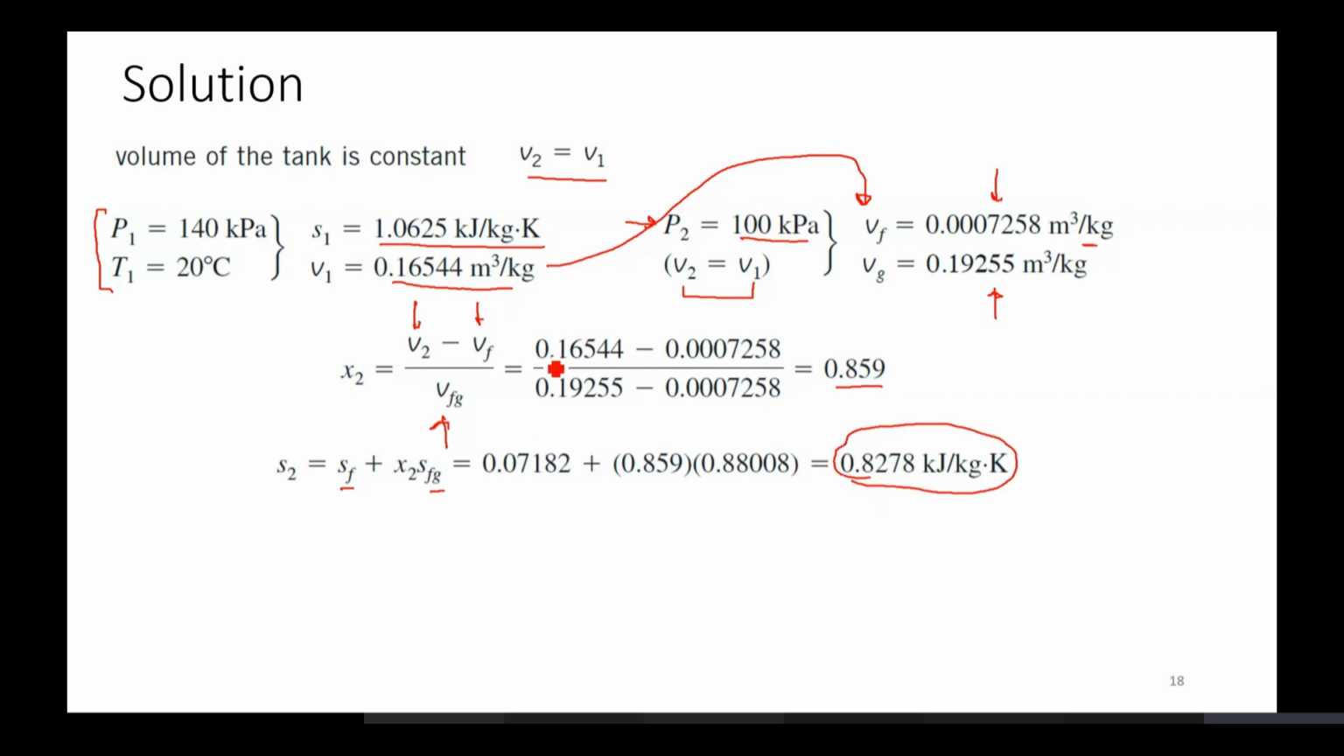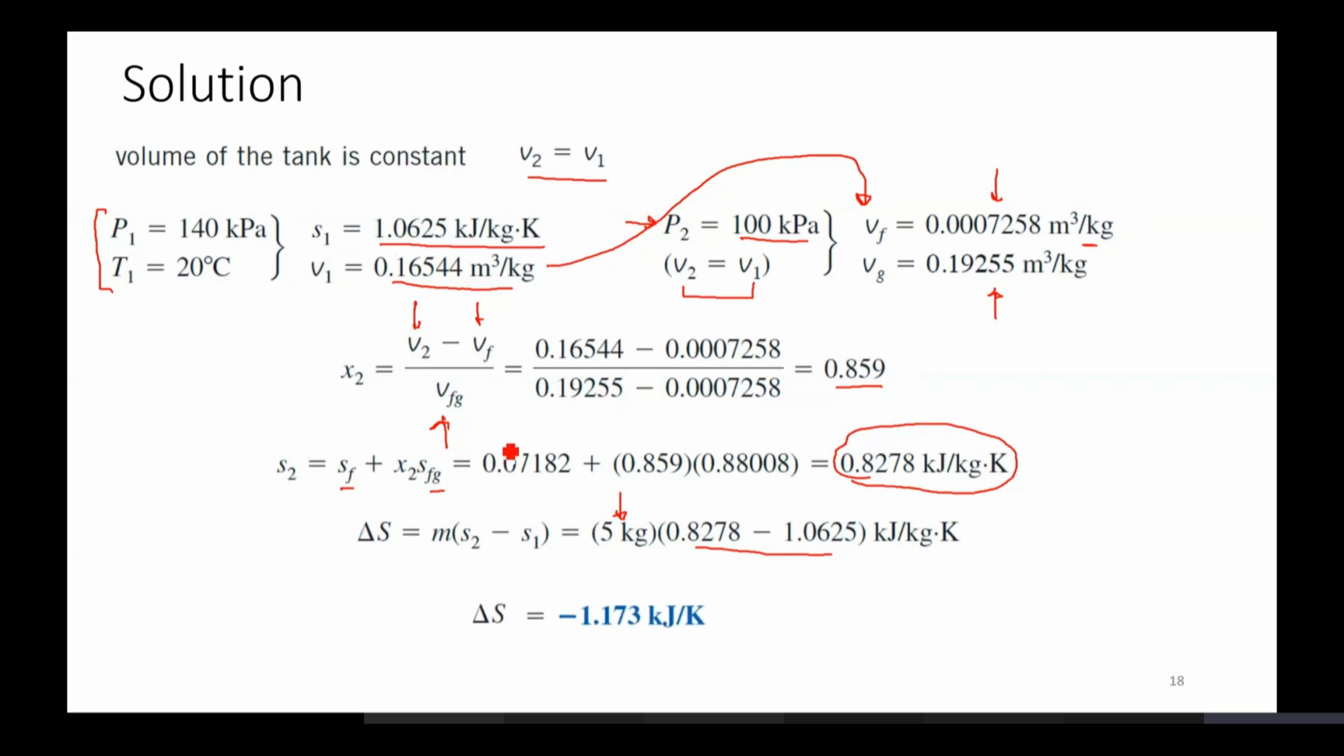Once you have the entropies at both the states, you'll just take the difference of the two entropies and multiply it by the corresponding mass. This would give you the change in entropy of your system as your system moves from one condition to another condition. Clear enough? Yes, sir. All right.